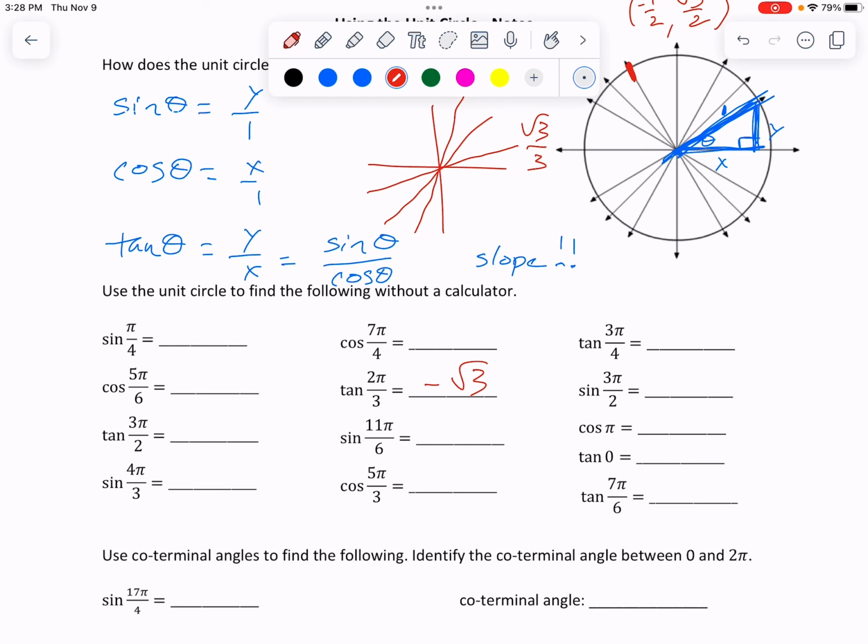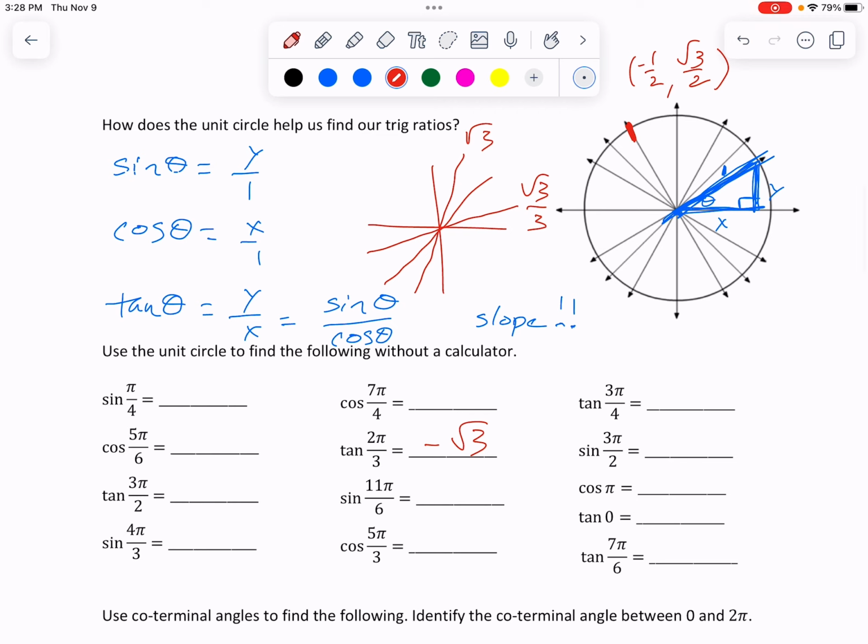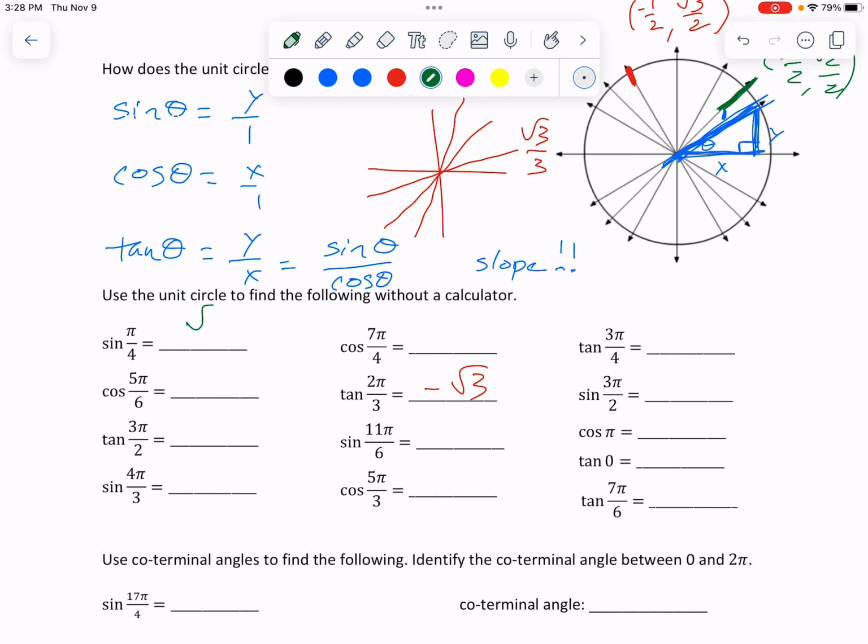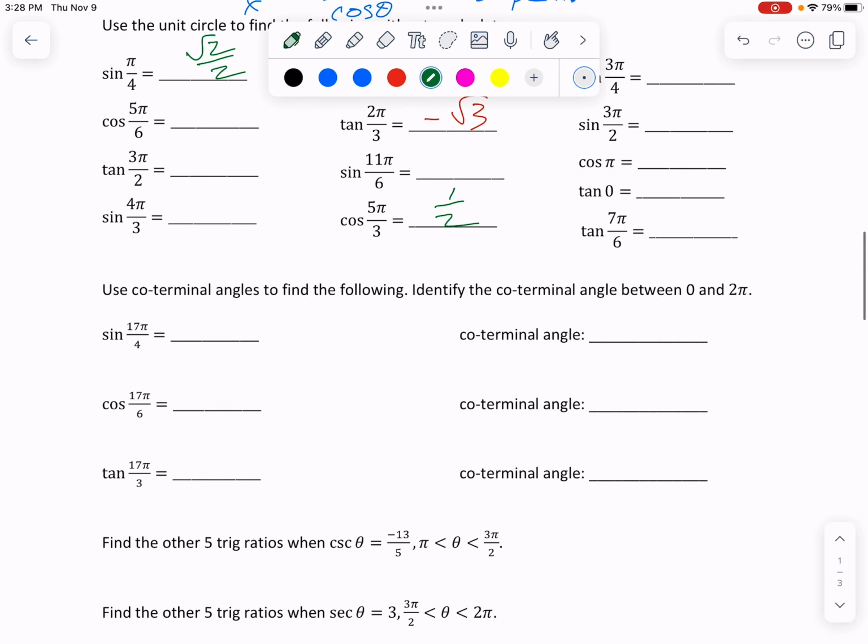Let's do a sine one. So say I have sine of pi over 4. Pi over 4 puts me here. The coordinates here are root 2 over 2, root 2 over 2. And so my sine value is the y, so that's just root 2 over 2. We'll do a cosine. 5 pi over 3 is going to be down here. Cosine is the x. We went over a little, so that's 1/2. Isn't that great?